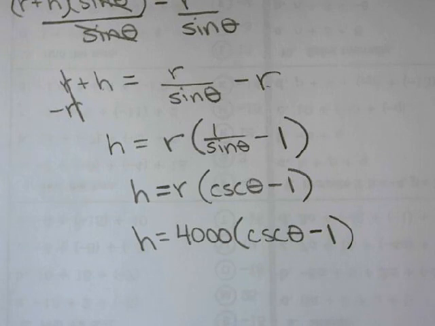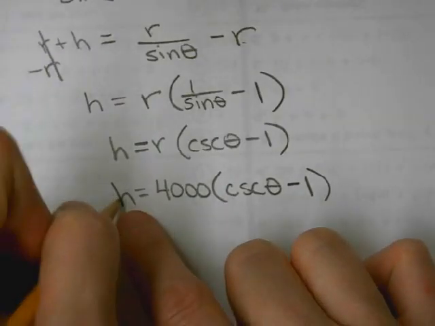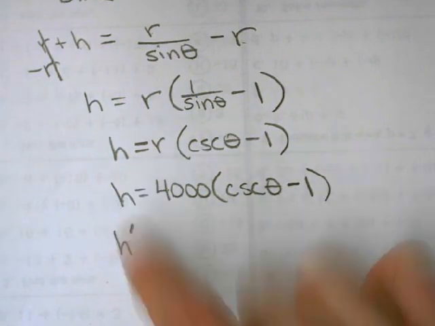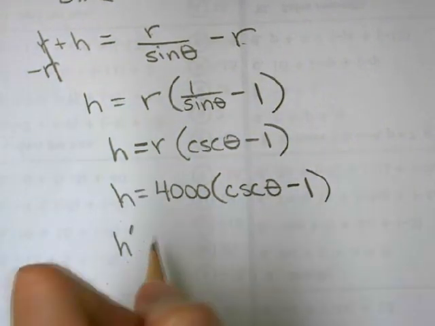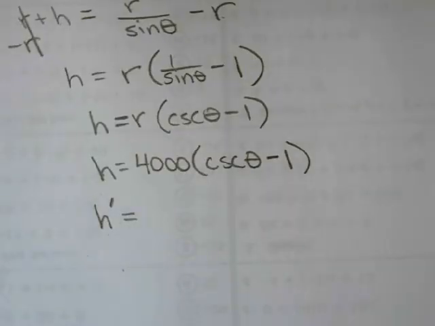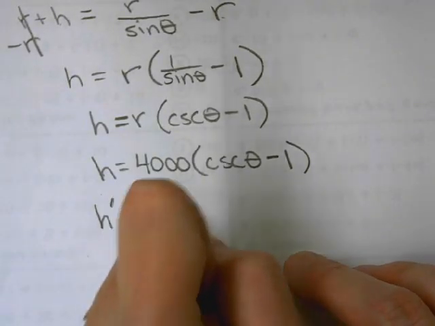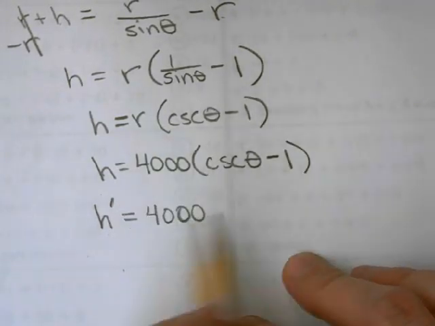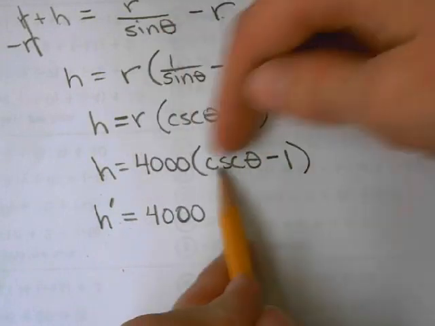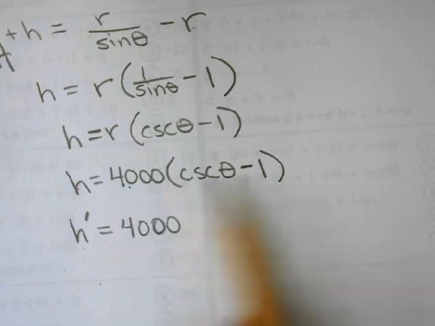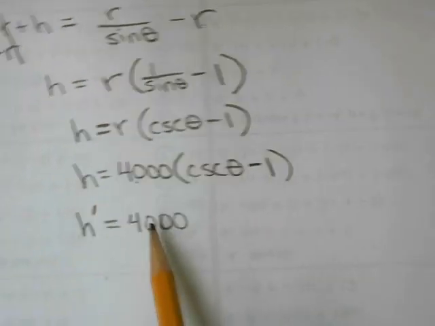Okay, so now we're going to find the rate at which H is changing. The rate at which H is changing would be that derivative, like the change in H. How is H changing? So you just have to find the derivative of this. Then we can plug in the angle that they gave you. And since 4,000 is just a constant, you can leave the constant in front, and it's just the constant times the derivative of this. Like you don't have to do anything with the 4,000.